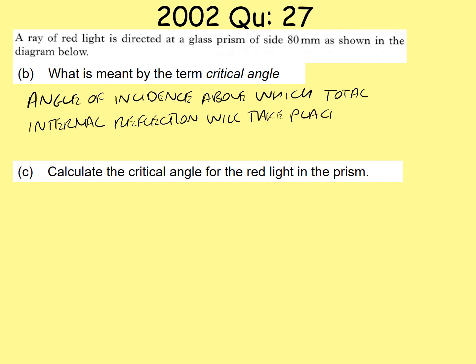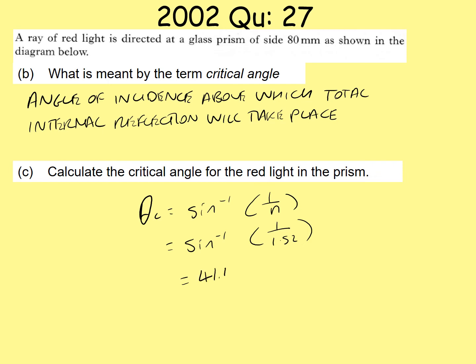So if the angle of incidence is any value above the critical angle, the rays of light will be totally internally reflected. You're then asked to calculate the critical angle for the light in the prism. I'm going to use that equation again that's useful. Theta c is equal to the inverse sine of 1 over n. From the previous question, n was 1.52, so 1 over 1.52 here, giving us a value of 41.1 degrees.